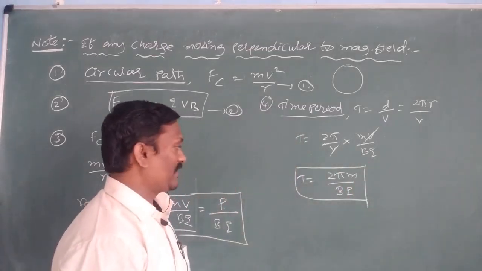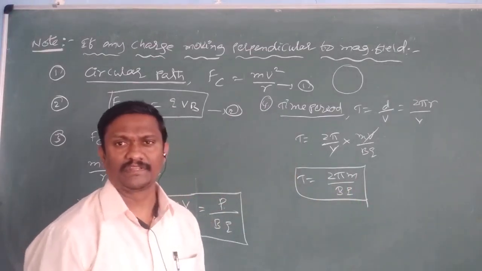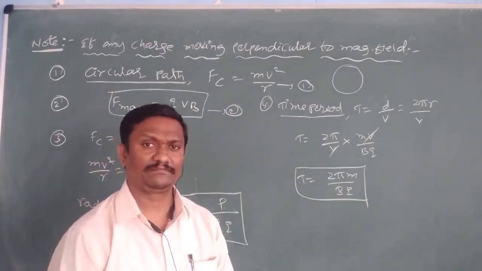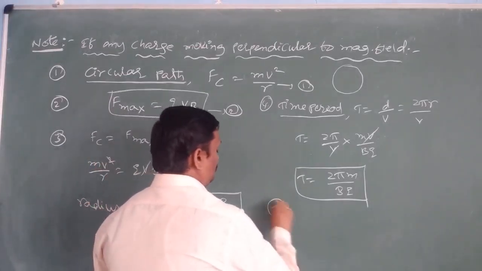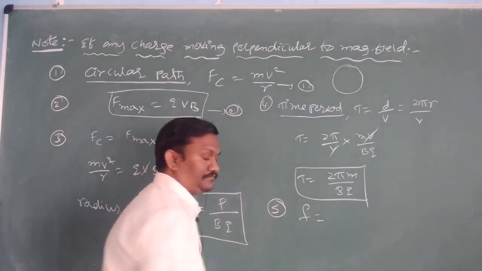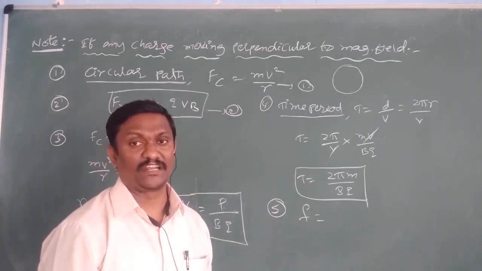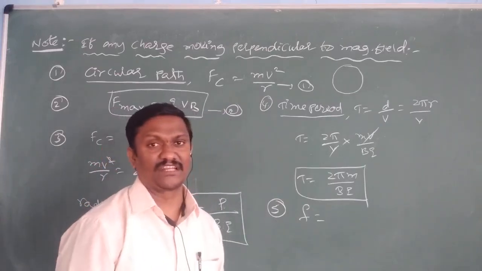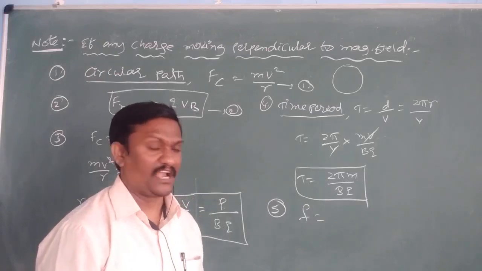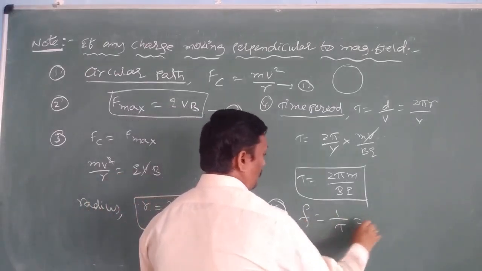Here, the time period of the particle depends on mass, strength of the magnetic field and charge. So it is the expression for time period. By knowing the time period, we can calculate frequency. Frequency means the number of oscillations or rotations made by the charged particle in 1 second. Frequency is also the reciprocal of the time period, 1 by T.